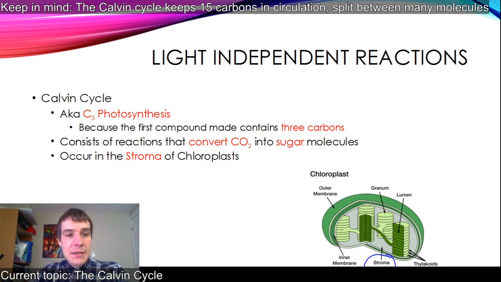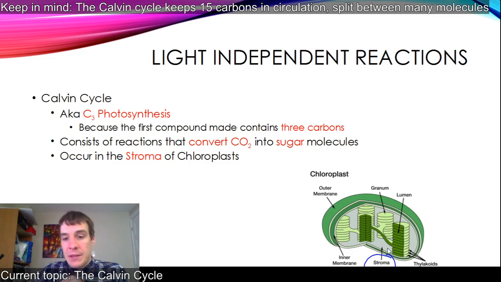So this is also sometimes called C3 photosynthesis because the first compound has 3 carbons, and it pulls in CO2. It pushes out sugar. That means that it requires energy. Remember our first law of thermodynamics: if something releases energy one way, it must require energy the other way. Taking sugar and turning it into CO2 like we do for energy releases energy. So taking CO2 and turning it into sugar must require an input of energy. So this is going to take ATP and NADPH. This happens in the stroma.